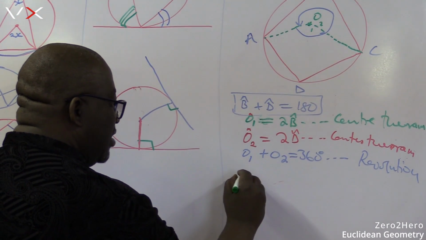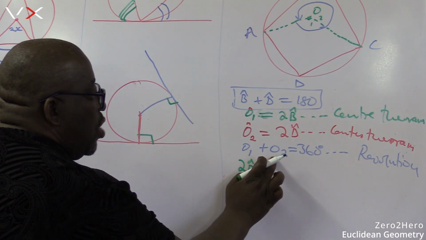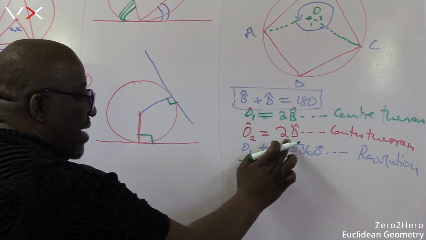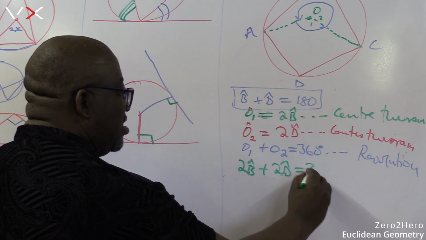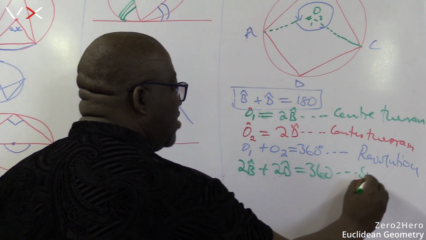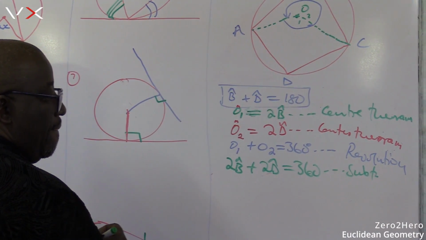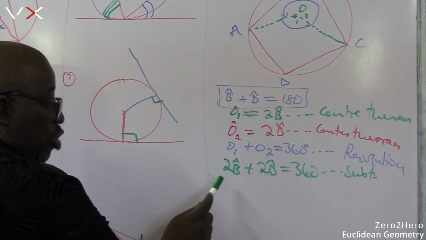So instead of O1, I can say 2 angle B plus, instead of O2, I want it in terms of B and D. In terms of O2, I can write what? 2D is equal to 360. I've done substitution here. I've substituted O1 with 2B. Okay, what is it that I'm looking for? I'm looking for angle B plus angle D, not 2B.